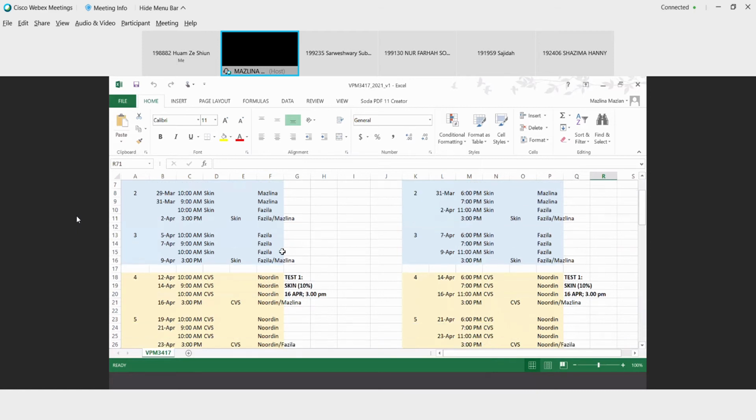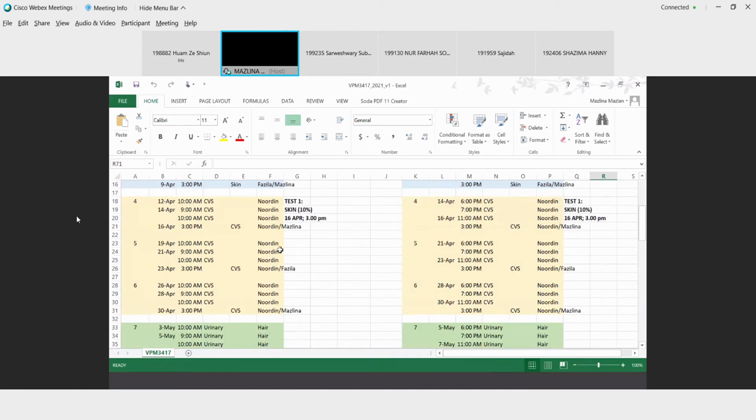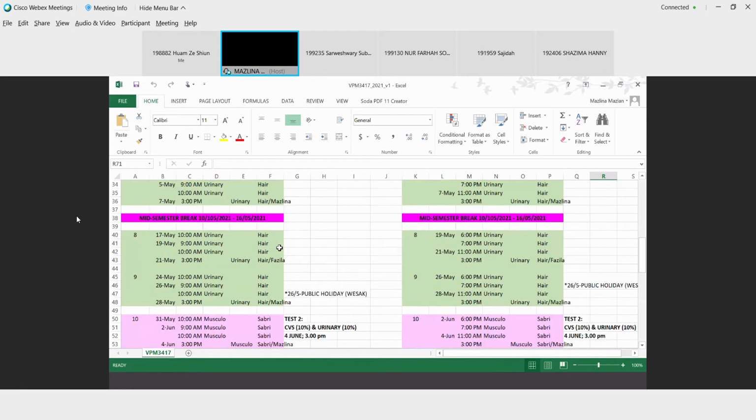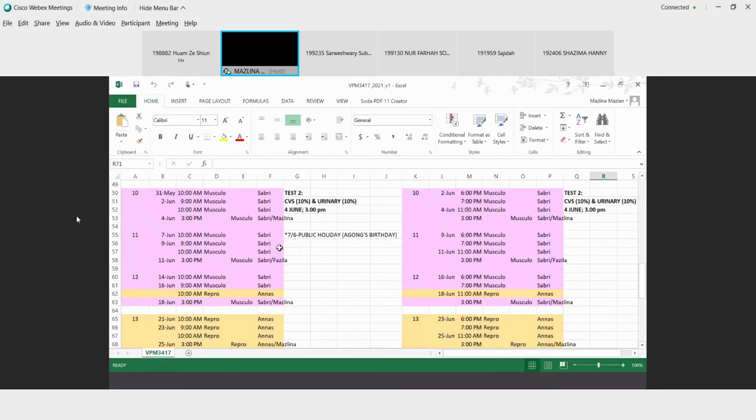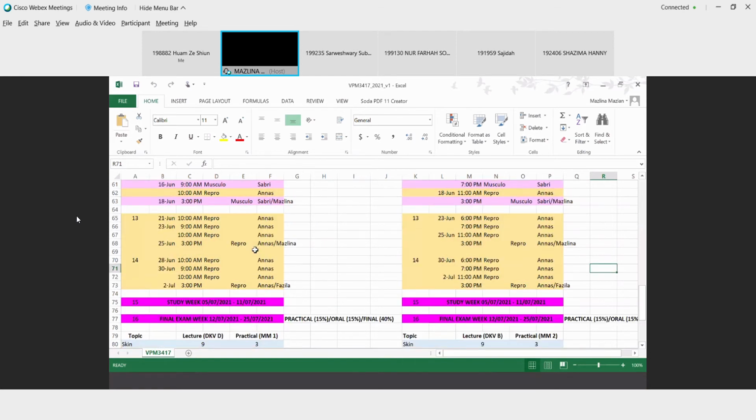Okay, the next system will be covered by Prof. Nordin. The third system, which is the urinary system, will be covered by Prof. Hay. And next we have the musculoskeletal system. This will be covered by Dr. Sabri. The last system is the reproductive system. Dr. Anas will be teaching you.